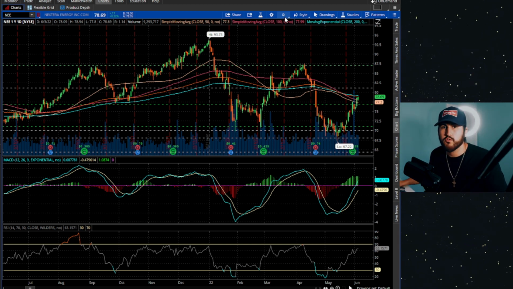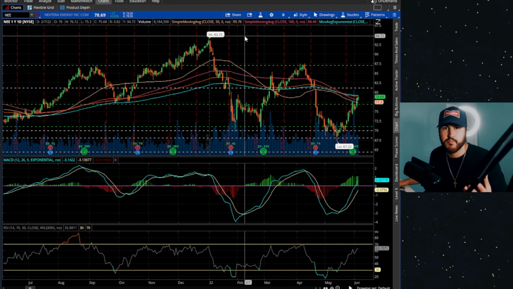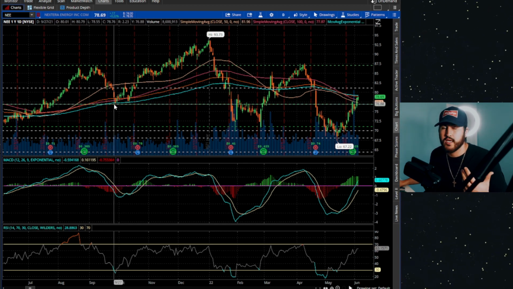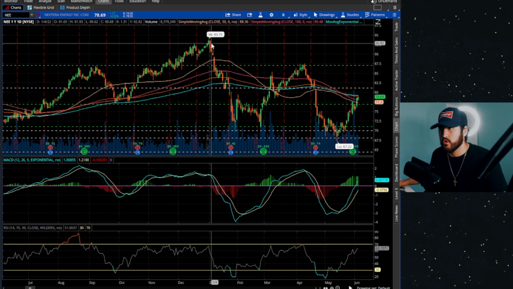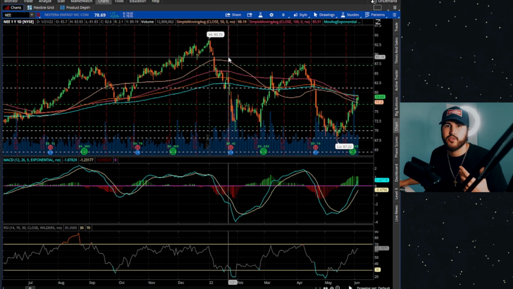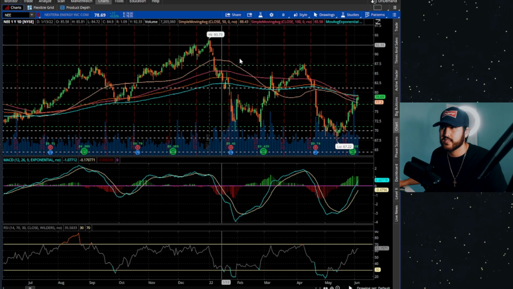So what you want to look for in drawing support and resistance lines are prices where the stock has bounced. Either it's hit a point and it moved higher, or it hit a point, could not break, and moved lower. So obviously looking at this chart right here, there is a resistance right here at around $93.73.